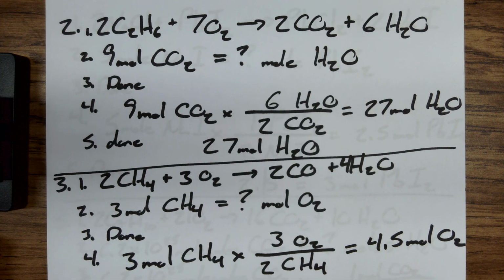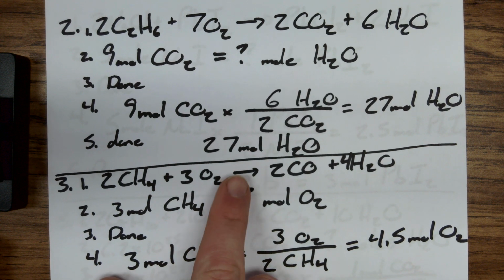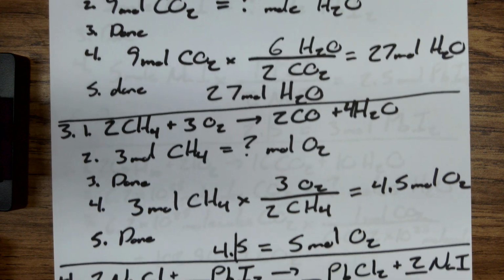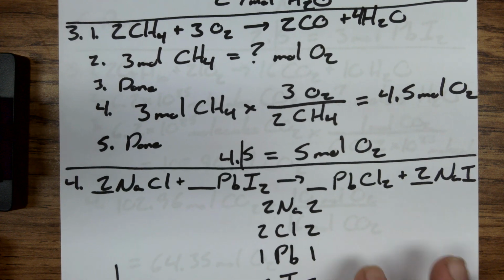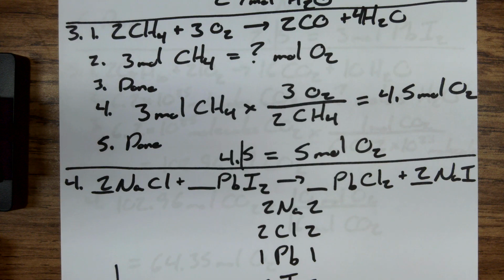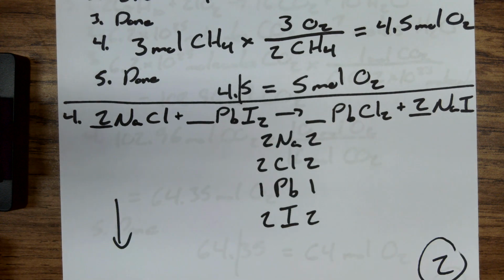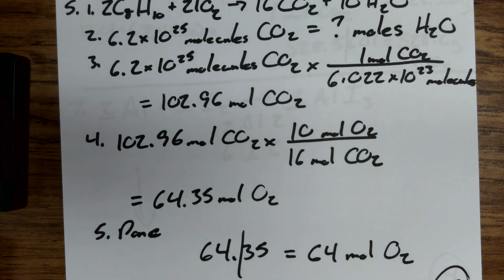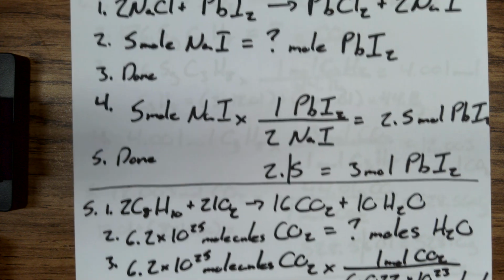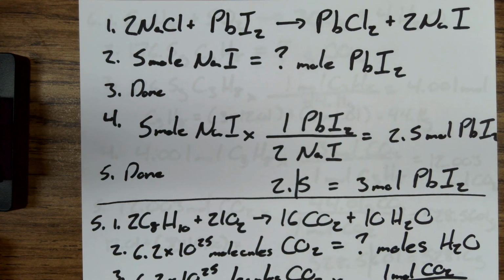Question 2. Did that 27 moles of water. Question 3, going all the way through, getting 5 moles of oxygen. Question 4 was the first one I had to balance first before I could solve my questions. So I have my balancing, so rewriting my equation, balancing my equation. Then walking through my steps.